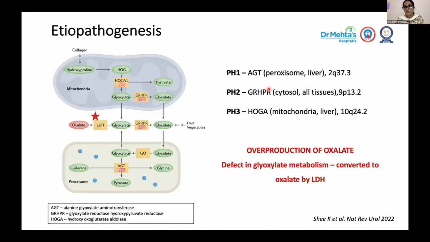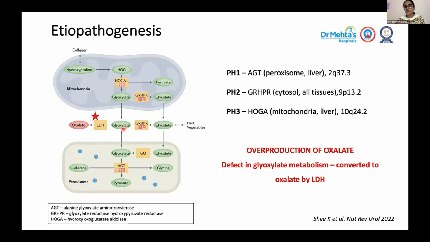One is in the peroxisome, and one is expressed in the cytosol, and one of the enzymes is expressed in the mitochondria. 2 of these enzymes are specific to liver. However, the GRHPR, which is present in the cytosol, is ubiquitous and is present in all tissues of the body. So the primary problem seems to be the overproduction of oxalate, which results from the increased production of its immediate precursor, which is glyoxylate. So there is a defect in the glyoxylate metabolism.